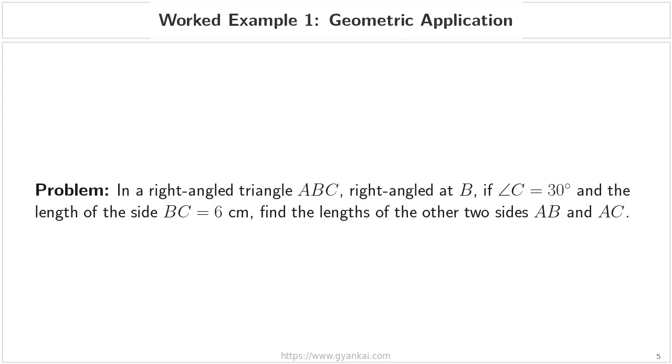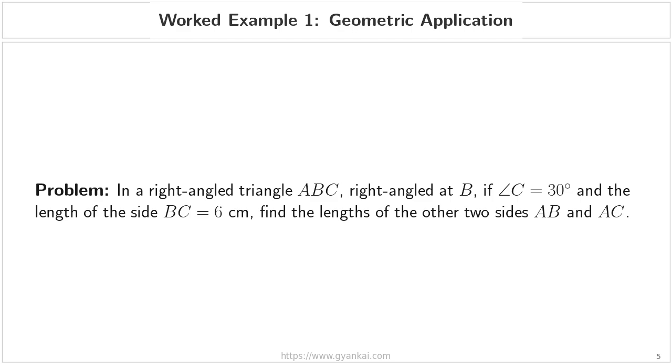Worked example 1, geometric application. Now that we have established our step-by-step strategy for selecting the correct trigonometric ratio, let's put that theory into practice with our first worked example. Take a look at this problem involving a geometric application. We are presented with a right-angled triangle labeled ABC, where the right angle is located at vertex B. We are given 2 specific pieces of information. First, the measure of angle C is 30 degrees, and second, the length of the side BC is 6 centimeters.